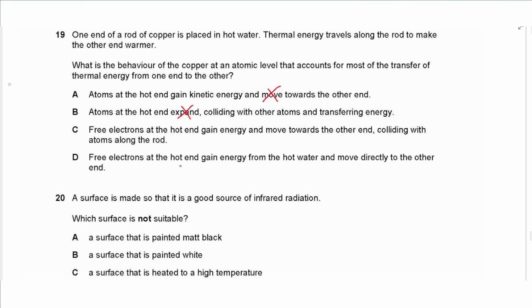Yes. Free electrons at the hot end gain energy again from the hot water and move directly to the other end. No, they collide with atoms on their way to the other end. So the answer here is C.